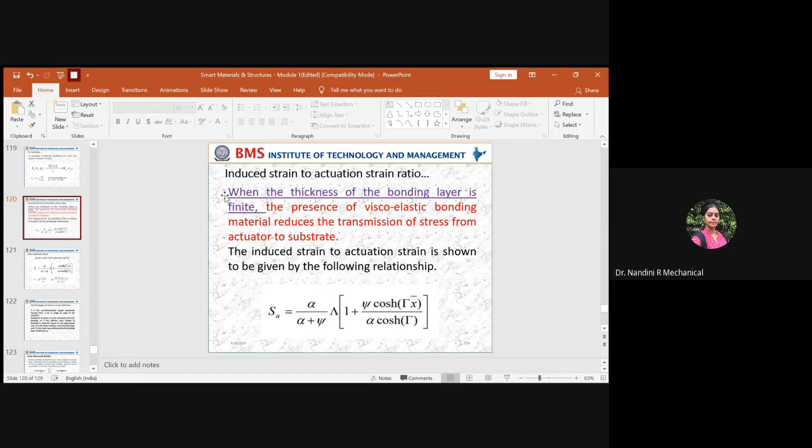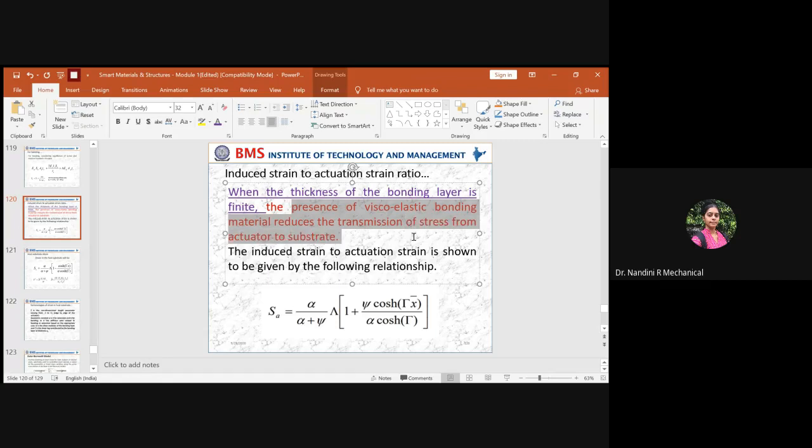What happens is, when the thickness of the bonding layer is finite, it again depends upon the thickness ratio of the bonding layer. Sometimes you might use a very thin layer of bonding, sometimes a little bit broader thickness. So it varies with the thickness of the bonding. To understand this variation, you should know the ratio of the induced strain to the actuation strain. Basically, when the thickness of the bonding layer is finite, the presence of viscoelastic bonding material reduces the transmission of stress from actuator to substrate.